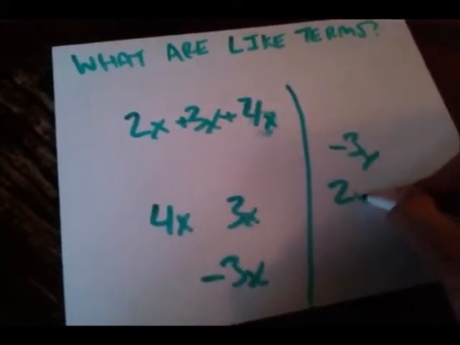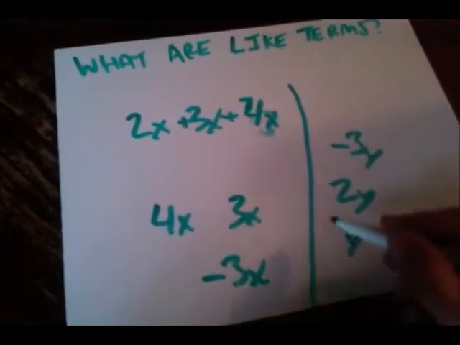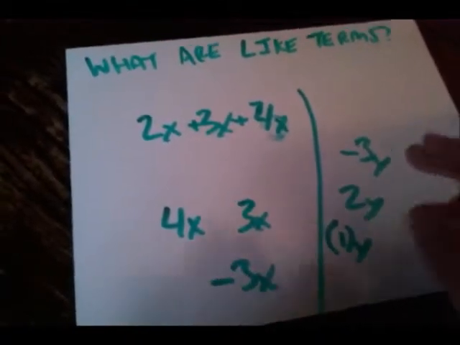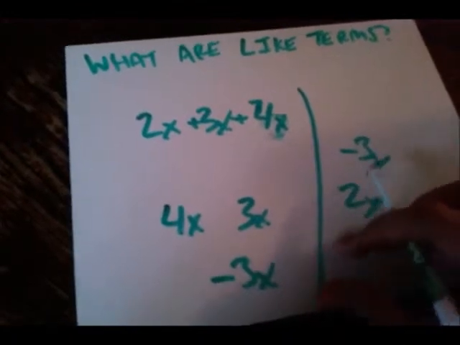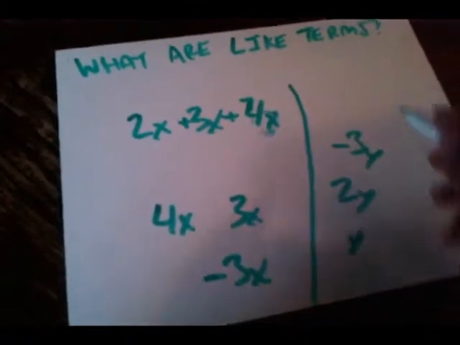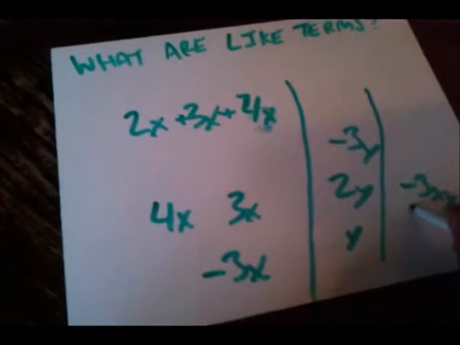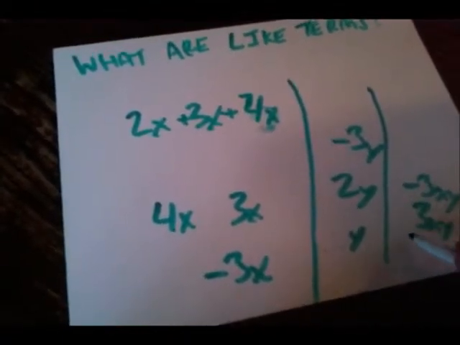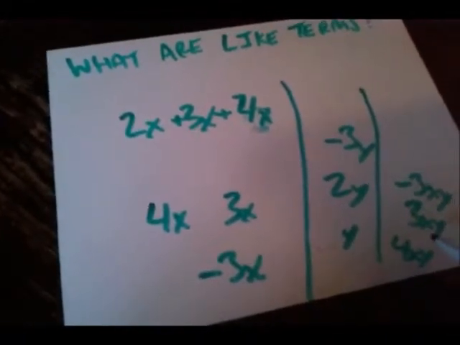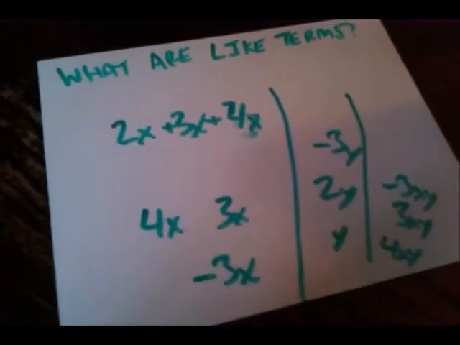These are also like terms. Just y by itself is a like term because it has an invisible coefficient of 1 there. 1 times anything is itself. We learned that already. Basically, these are all like terms: -3xy, 3xy. Anything with the same variables and the same exponents on the variables is a like term. So, sweet.